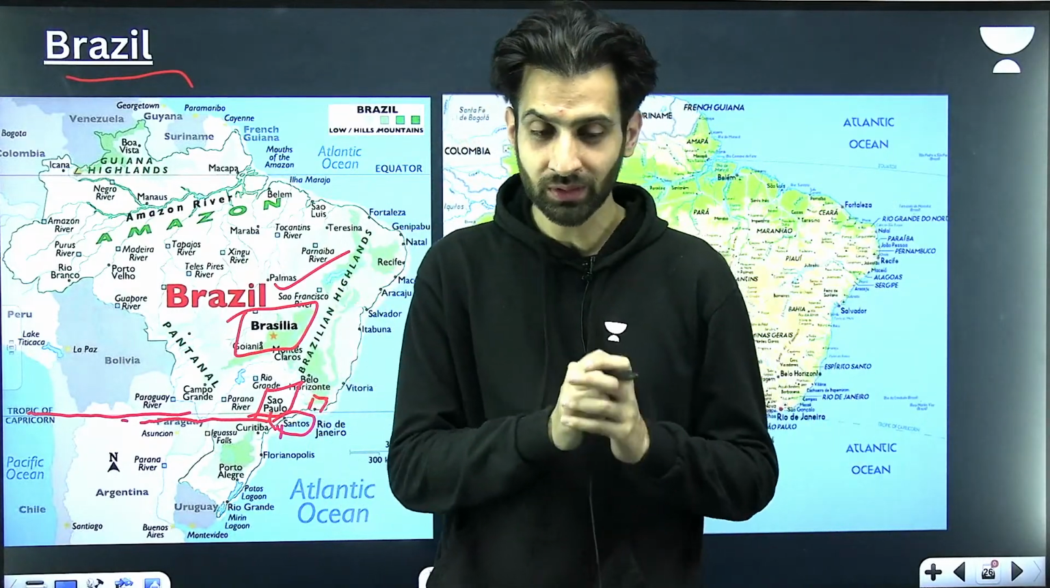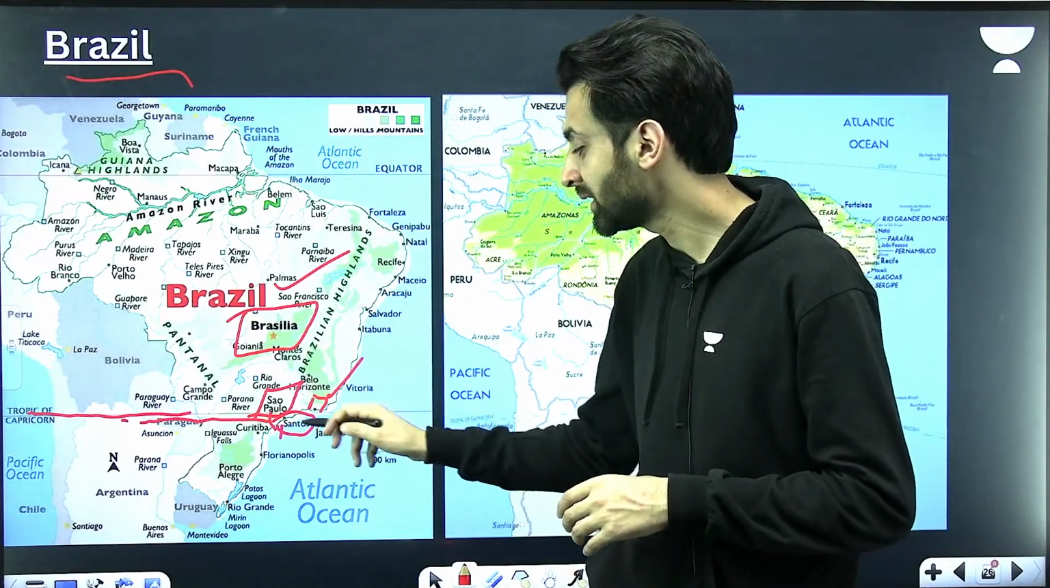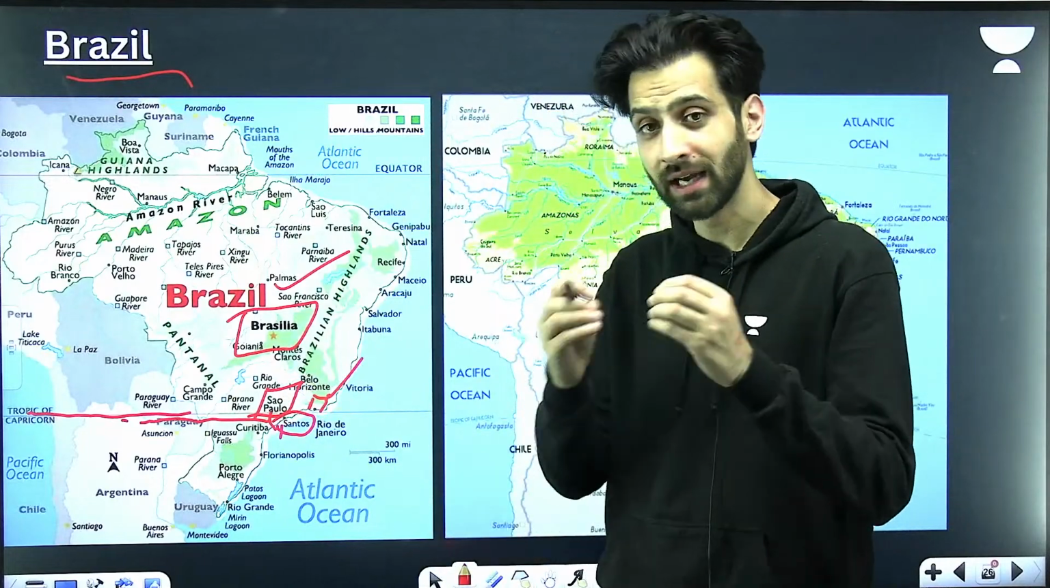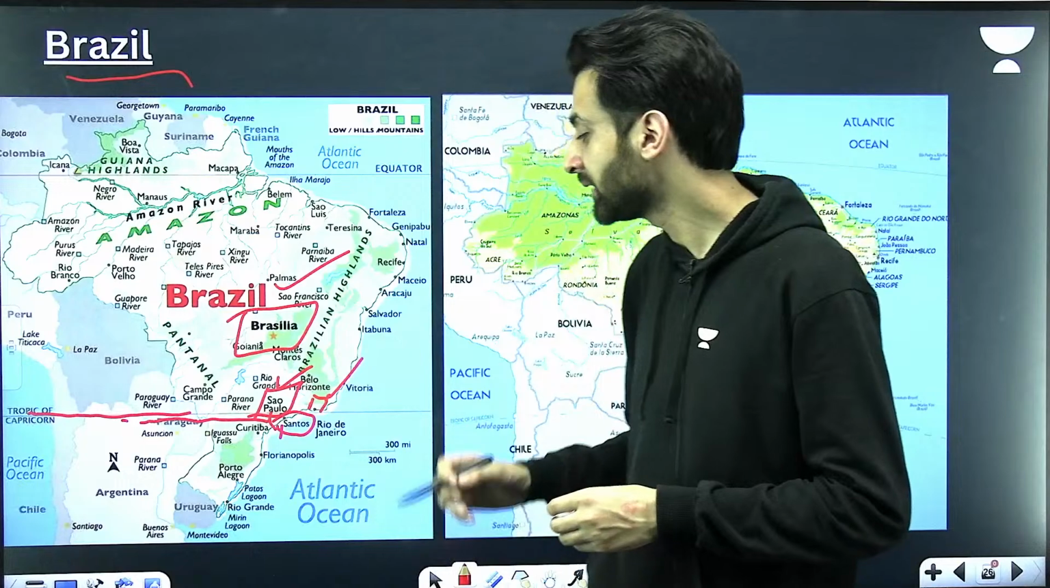If you have any confusion, you can ask me in the comments. Don't get confused between the ports. Rio de Janeiro is in the north and Santos is in the south of the Tropic of Capricorn, and is an outlet of Sao Paulo, the coffee production. And that is about Brazil.